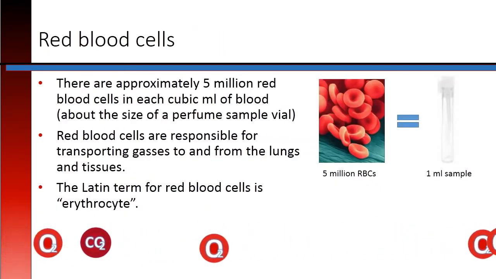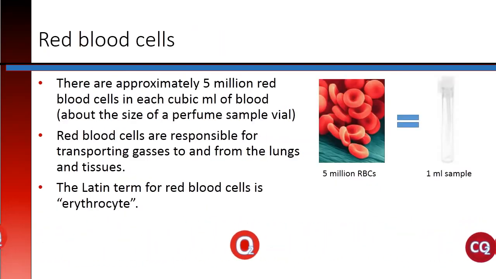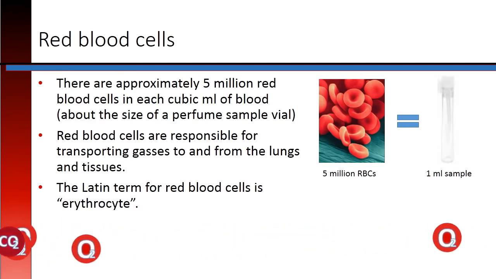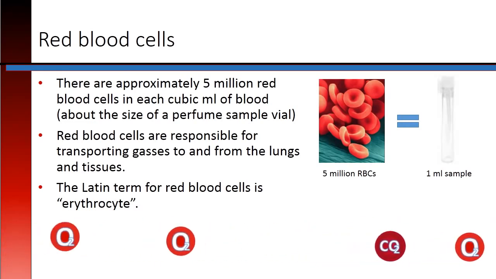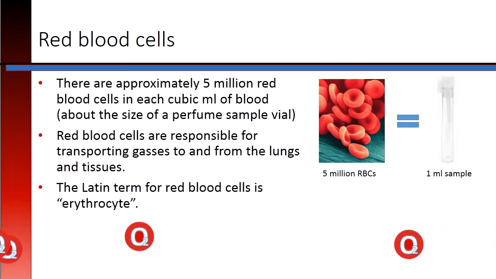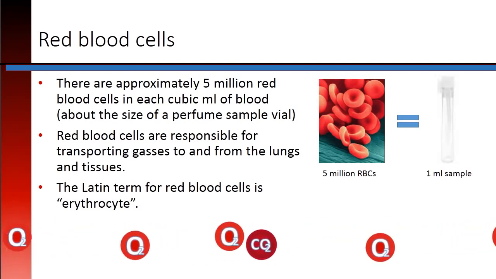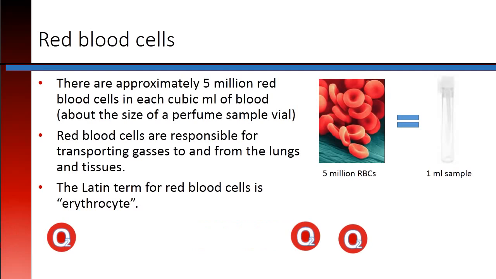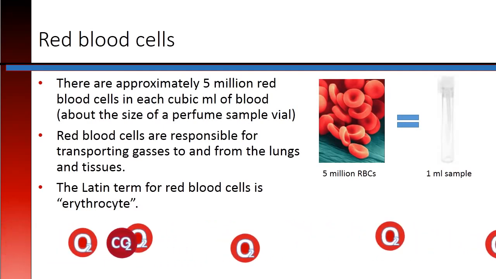There are approximately 5 million red blood cells in each cubic milliliter of blood, about the size of a perfume sample vial. Red blood cells are responsible for transporting gases to and from the lungs and tissues. The Latin term for red blood cells is erythrocyte.